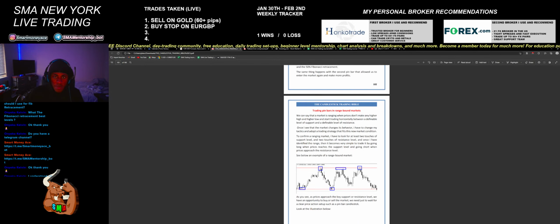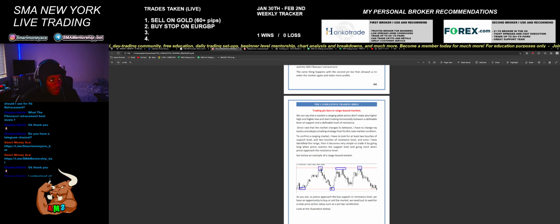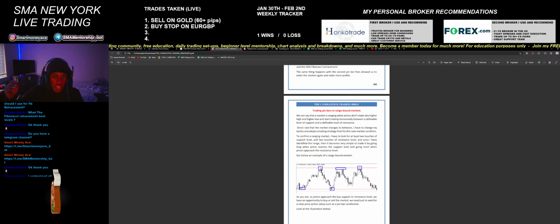Okay, so trading pin bars in range-bound markets. This is just what we talked about with the same concept of the box-in method. So when you guys are using pin bars and you're trading ranges, let's say you're going from support to resistance, that wick can be used as a confirmation that that range is going to hold until you have a breakout or a break of structure.